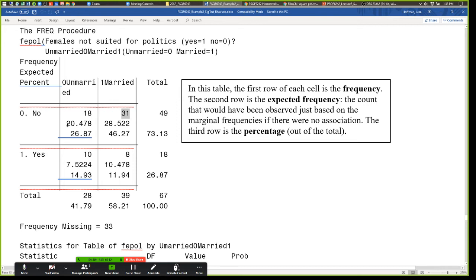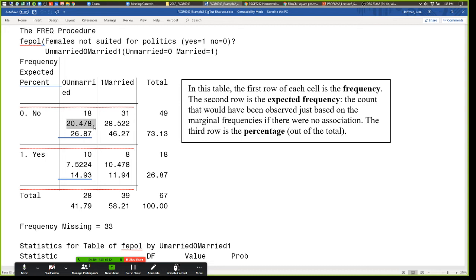The second row is the expected cell count. So the 20 relative to the 18. There were fewer people in reality, the 18, than were expected based on how many people answered no to the question and how many people are not married.